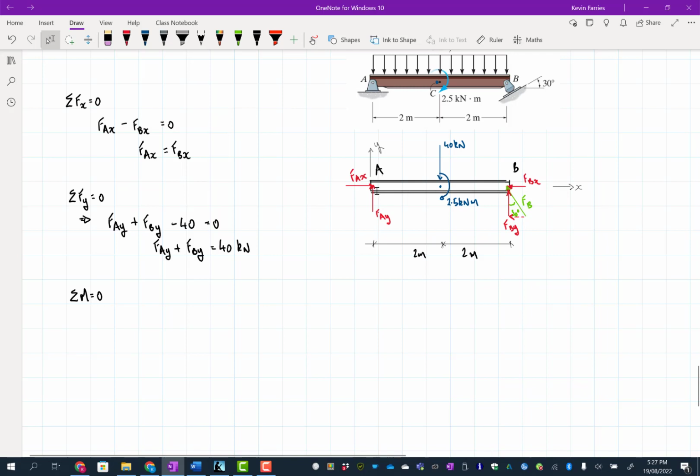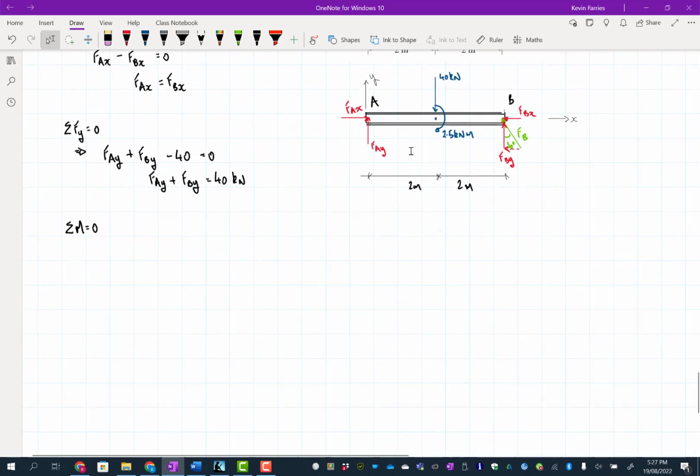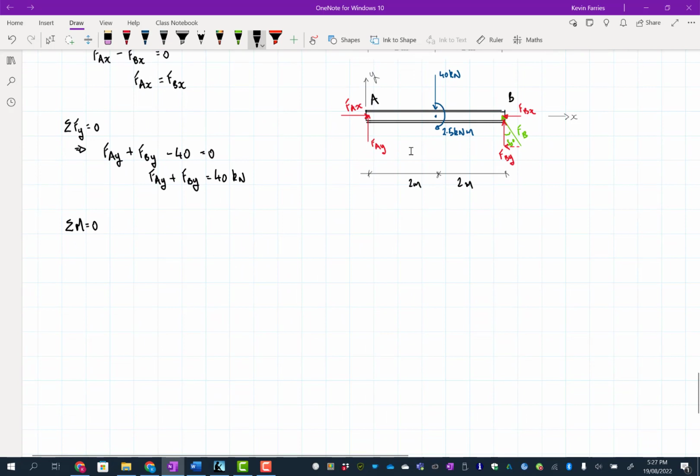And then we're going to get a nice answer for Fay. Put that back in here, get Fby. Fby we've got. Then we can use trig to find Fbx, and then we can use this to find Fax. So let's go through that now. Maybe fast forward through this bit.